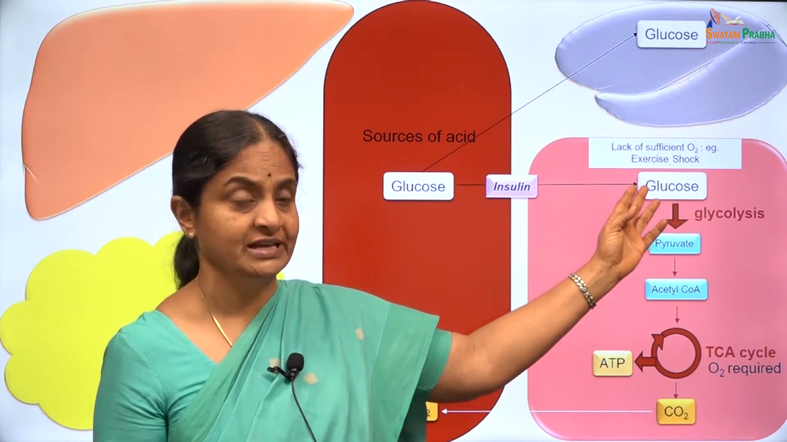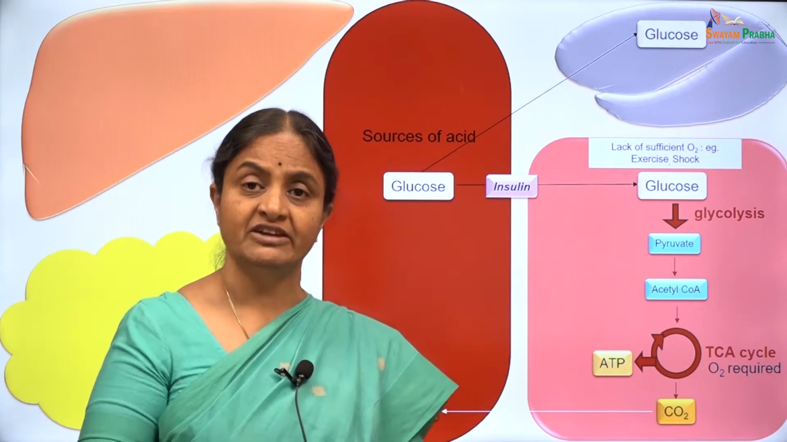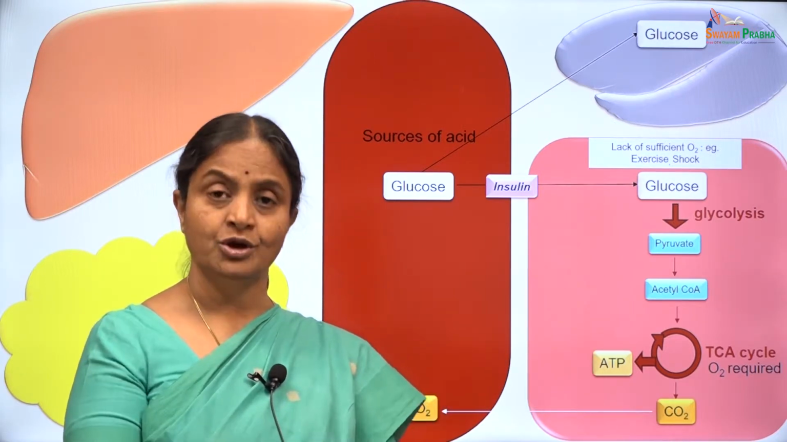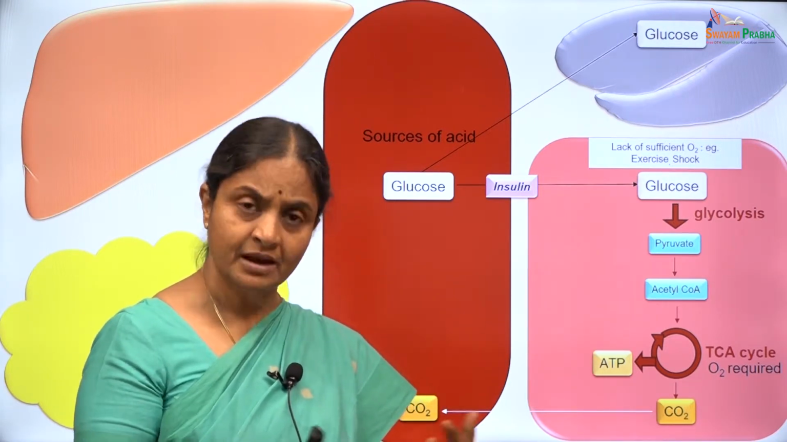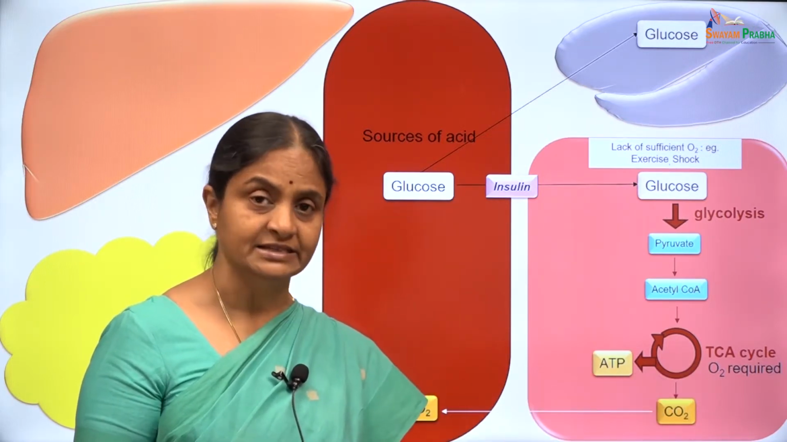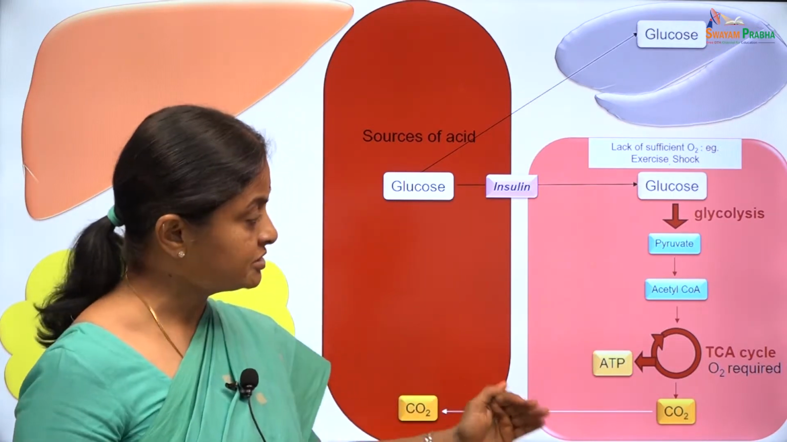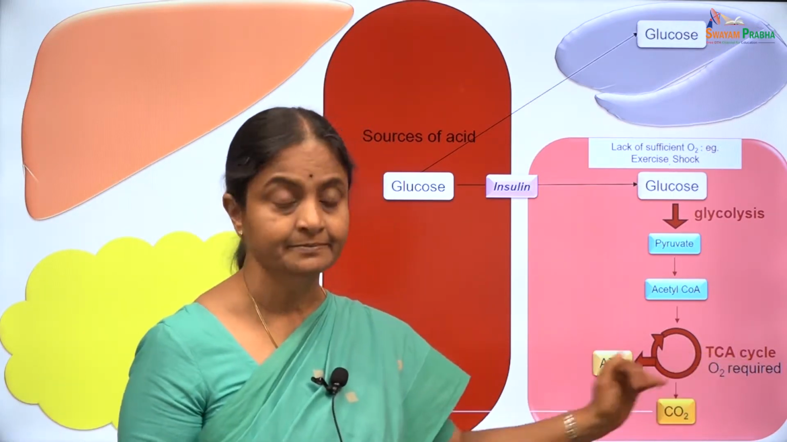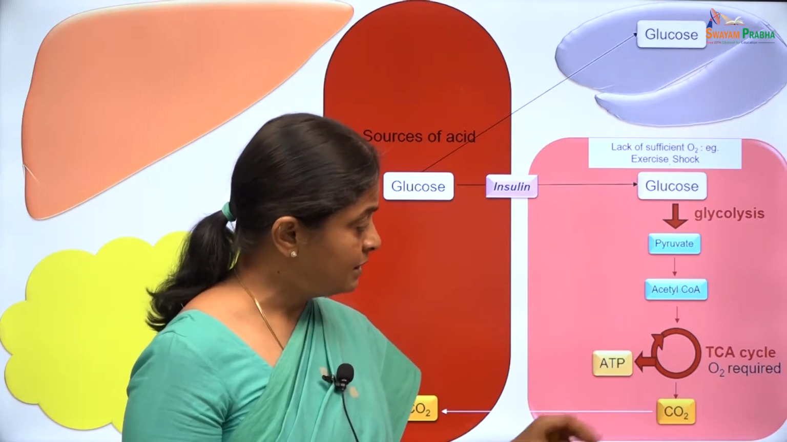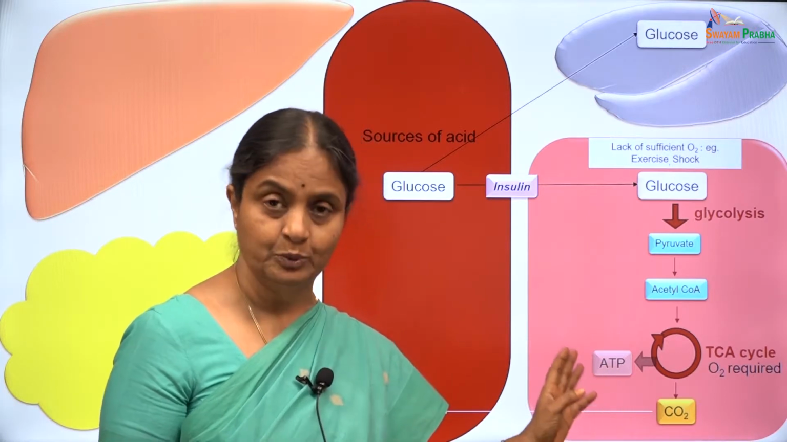Now, if there is not enough oxygen, for example, in conditions like exercise, where there is not enough oxygen for the exercising muscles, or shock states, where there is not enough blood supply to the tissues and therefore not enough oxygen delivery, there are other causes for reduced oxygen supply as well. They can be listed in a future lecture on hypoxia. So, when oxygen is in short supply, formation of ATP from the citric acid cycle will be less.